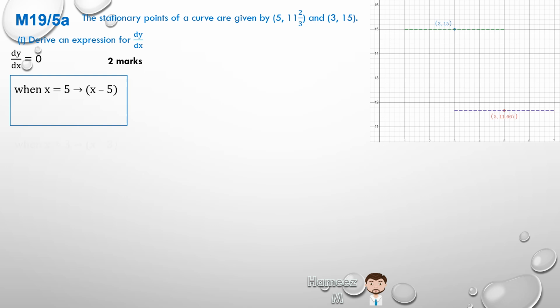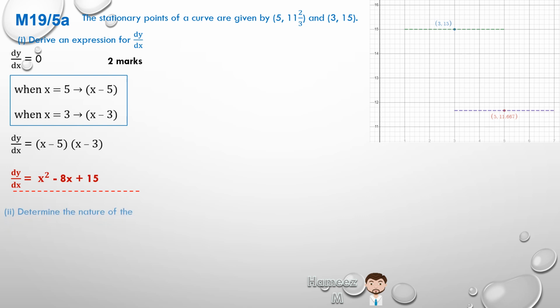And similarly, when x is equal to 3, you can show a dotted line there as well to indicate that that is also a stationary point. So it's showing us the gradients at those points are 0. So dy/dx is equal to (x minus 5)(x minus 3), and you can expand the brackets. It will give us x squared minus 8x plus 15. So that's dy/dx.